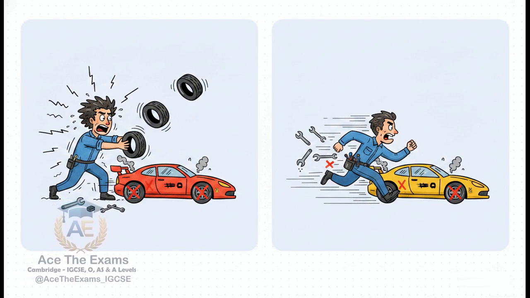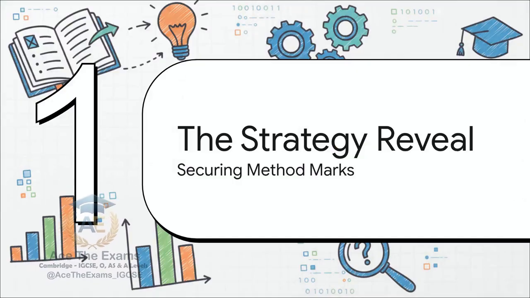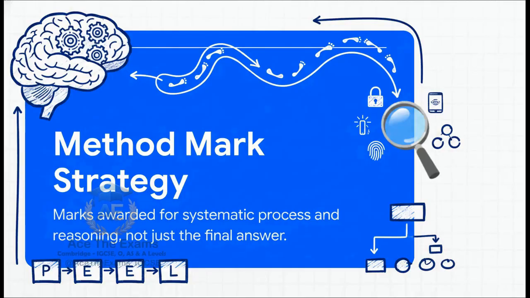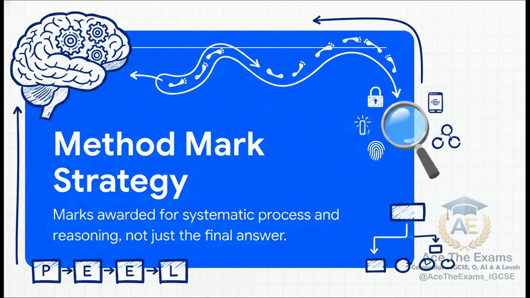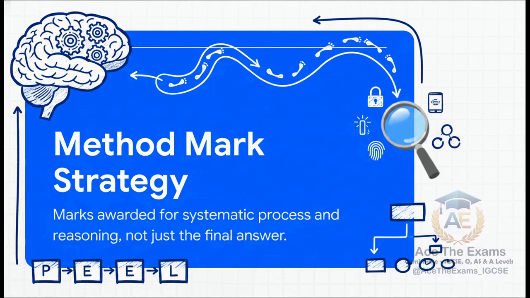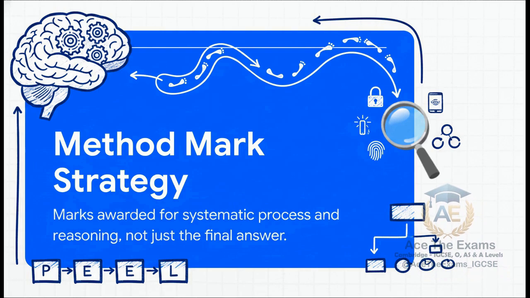So, how do we actually fix this? Well, that brings us to the strategy reveal. It is time to secure those method marks. Okay, the absolute core of the method mark strategy is this. Marks are awarded for the systematic process, the algorithmic thinking, and the evidence-based reasoning, not just the final answer. The theoretical architecture of this exam syllabus rests heavily on precise definitions, causal relationships, and integration. Top-tier students don't just write and cross their fingers. No, they approach these exams exactly like a systematic, error-free Formula One pit stop. The journey is honestly just as important as the destination.